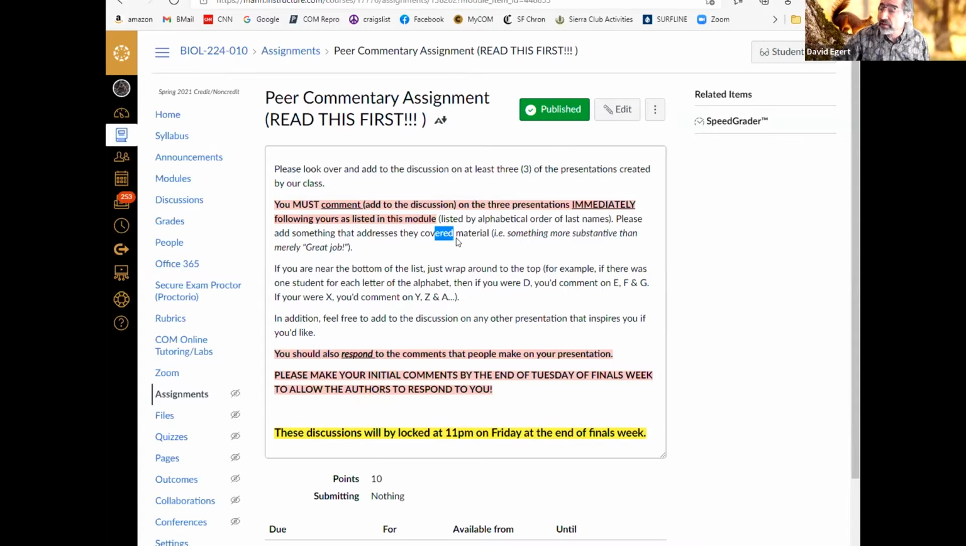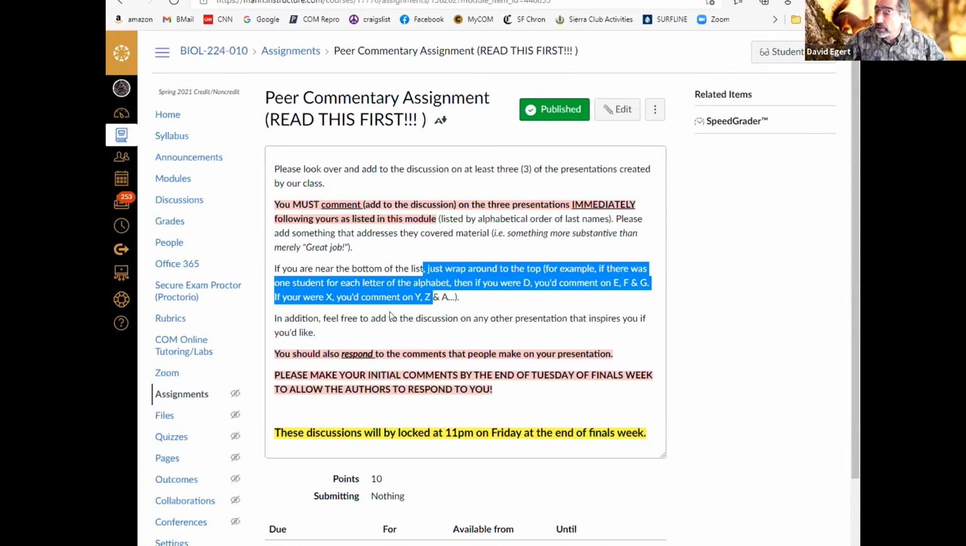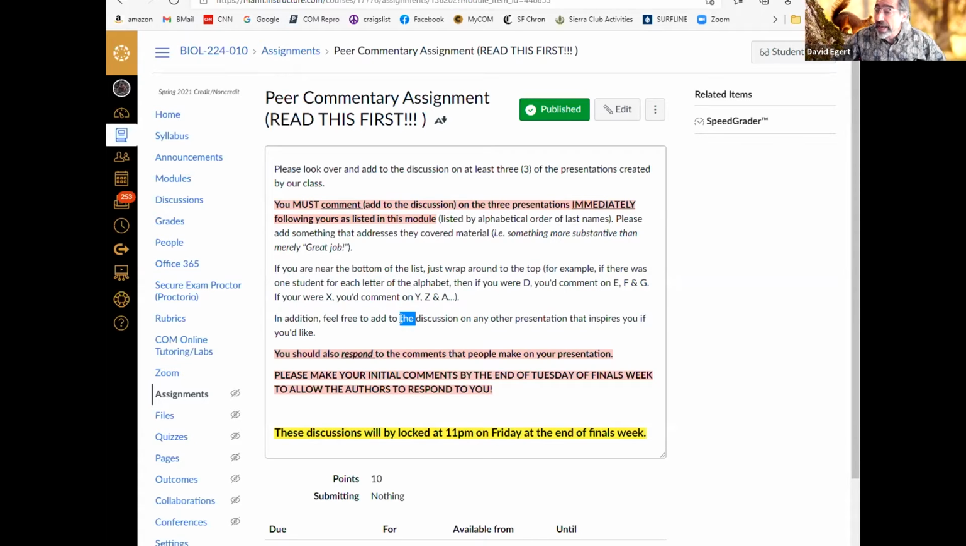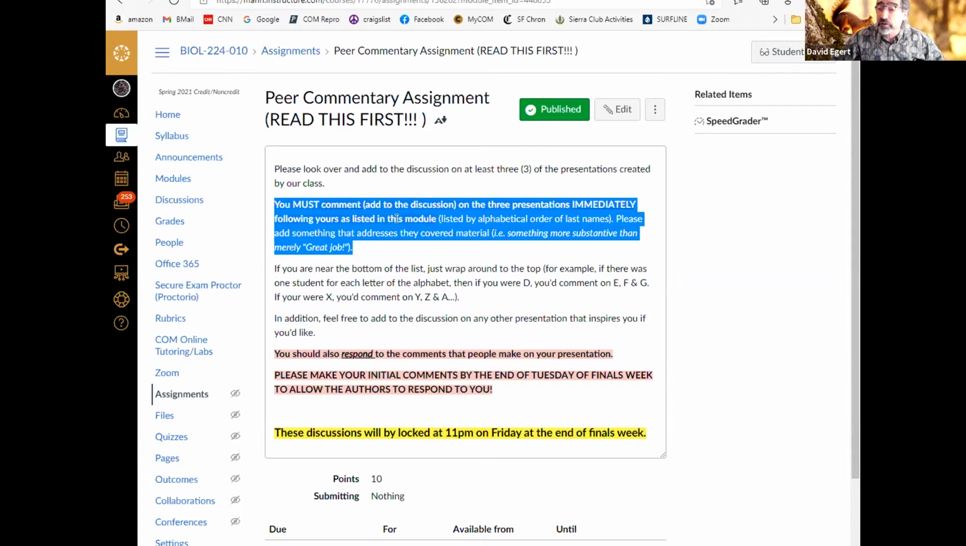And it should be something a little more than, oh, great job, or that was interesting. Try to say something that really adds to the discussion. It said if you're at the bottom, just wrap around to the top. You can add to anyone you want, but you have to do at least the 3 after you. This way everybody is going to get commented on by at least 3 other people. Otherwise, sometimes everybody comments on one thing and other people get left in the dust.